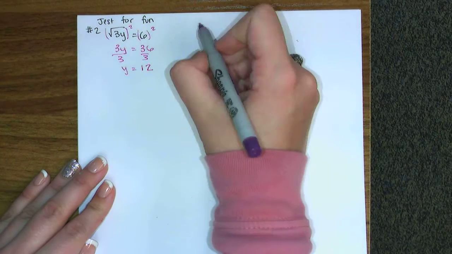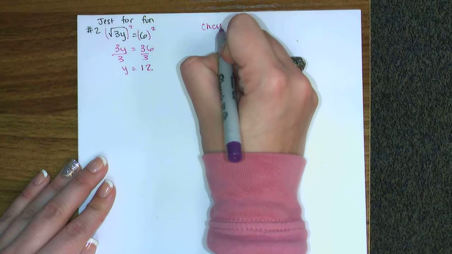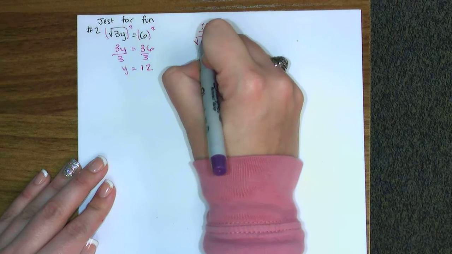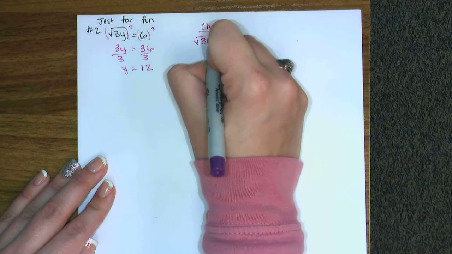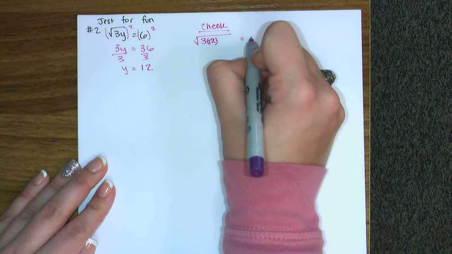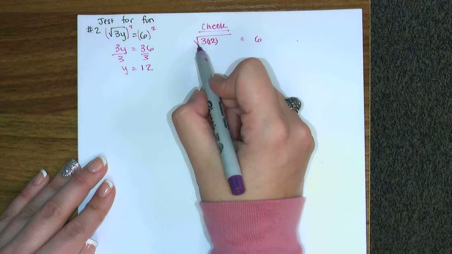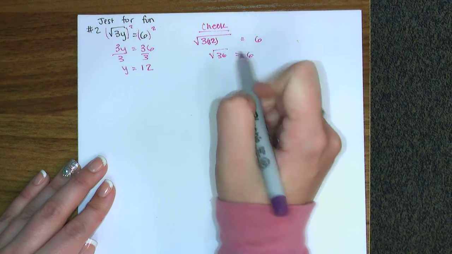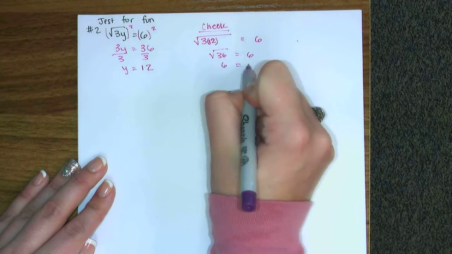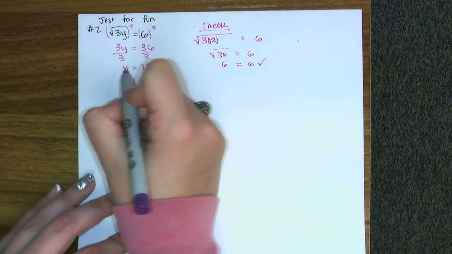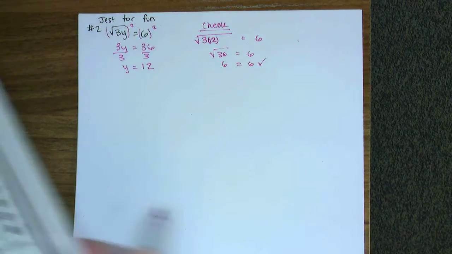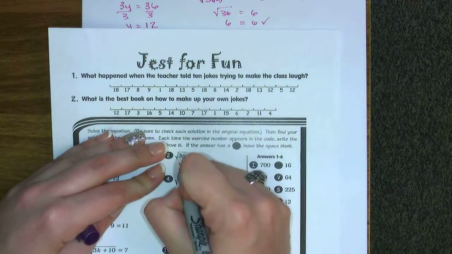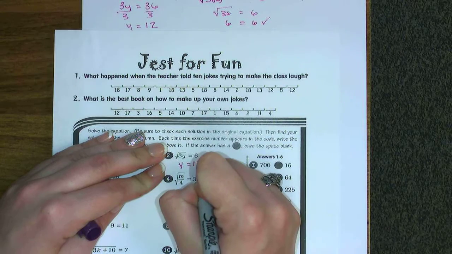And now I need to go back and check it. So check it. Square root of 3 times 12 is equal to 6. So 3 times 12 is 36. So square root of 36 is equal to 6. Square root of 36 is 6. It's equal to 6. So we're good. So on your paper then, you'd come over on number 2, and you would write y is equal to 12.